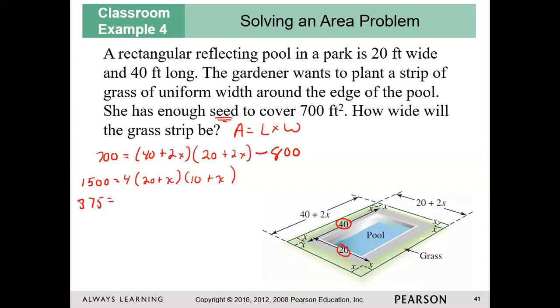is equal to, and then I will also FOIL this out. So this is going to be x squared plus 30x plus 200. So far so good. I will then subtract 375 from both sides. So 0 is equal to x squared plus 30x. And then this is going to be negative 175. All right.